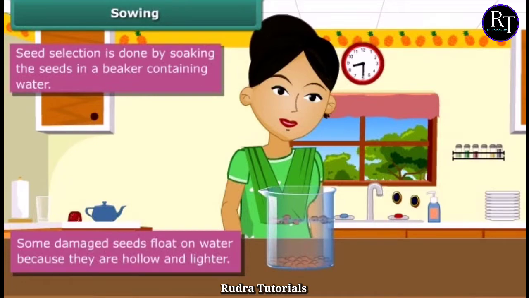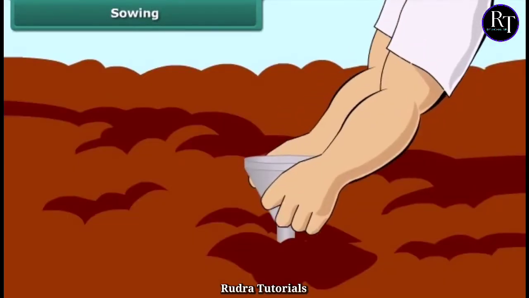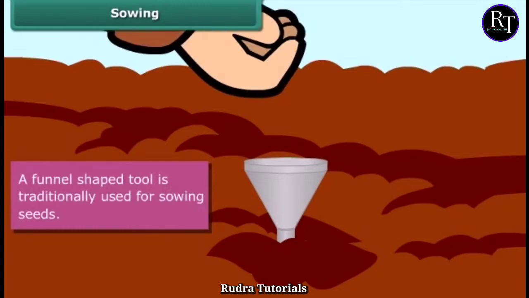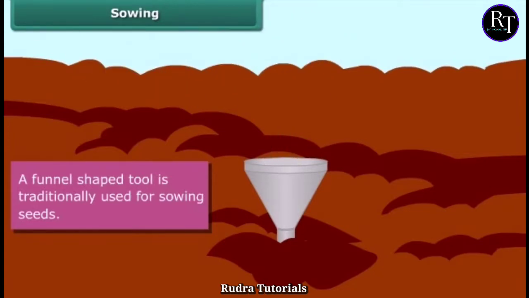Now let us see what tools are used for sowing seeds. Look at this farmer. He has a funnel-shaped tool for sowing seeds. Observe him closely. What is he doing with this tool? Yes, he is filling seeds into the funnel and passing them down through the sharp ends of the pipe to get them seeded in the soil. This is a traditional method and very easy.